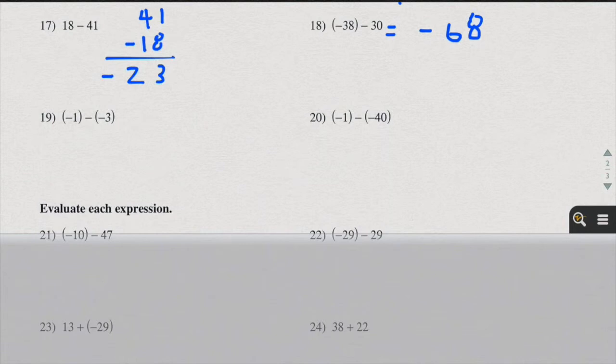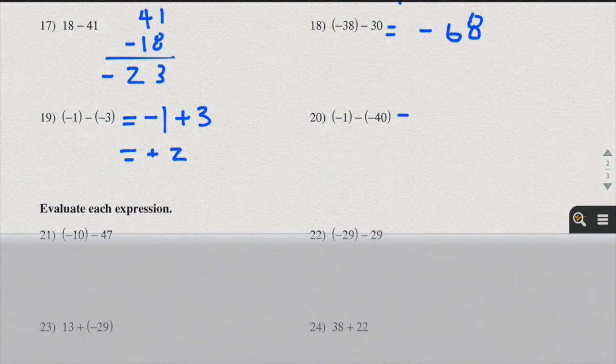-1 minus -3. So let's go ahead and rewrite that. -1, a minus and a minus becomes a positive, 3. Because they're different signs, find the difference between 1 and 3. The difference is 2. Between the 1 and the 3, the 3 is the bigger number, and it has a positive sign, so we put a positive 2. So -1 minus -3 equals -1 plus 3, which equals positive 2.